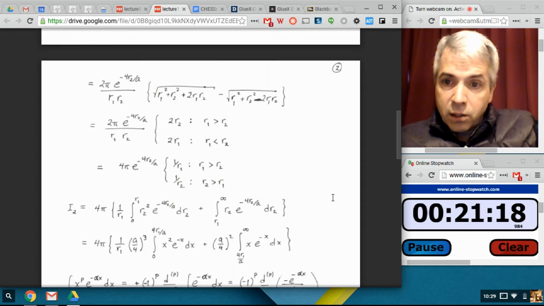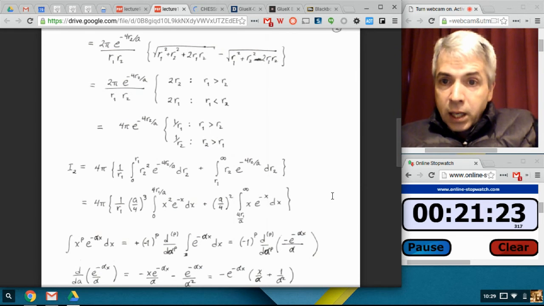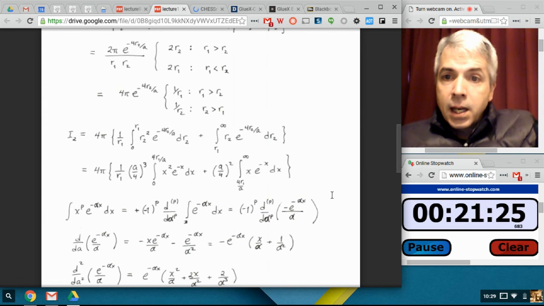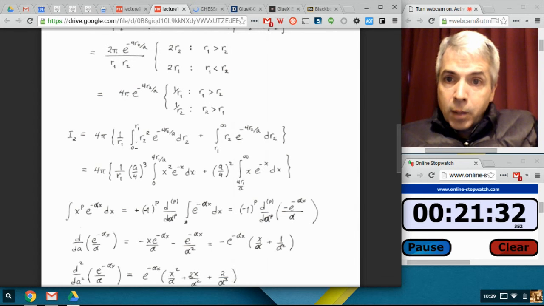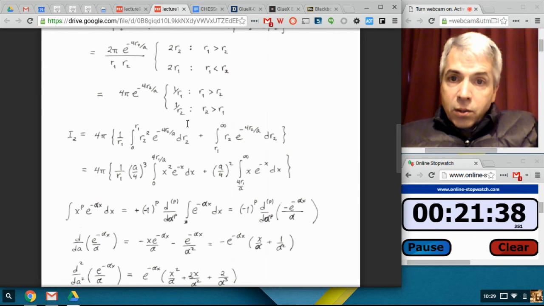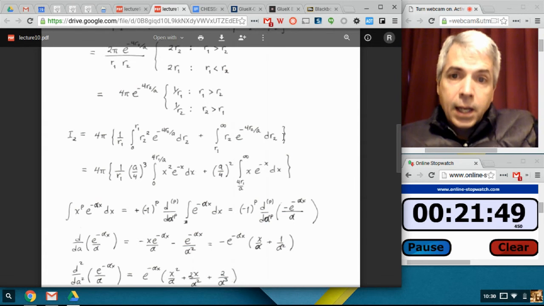Got it? Okay, now it's time to do the radial integral. Because I have this split value from the cosine theta integral, I have to split my radial integral into two pieces. First, when R2 is the lesser of the two. In that case, when R2 is the lesser, I choose this top one, and it's 1 over R1 that comes outside the integral and sits here. And the rest of the integral just is evaluated in straightforward fashion.